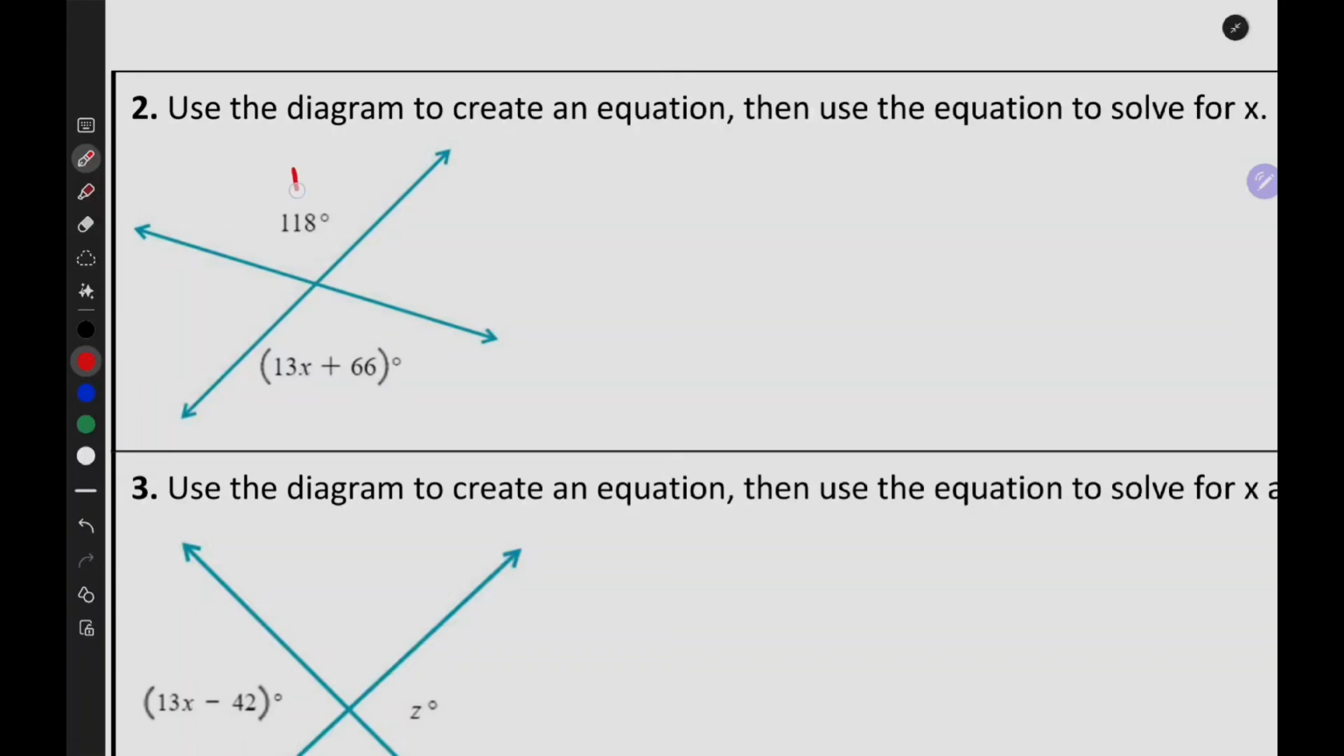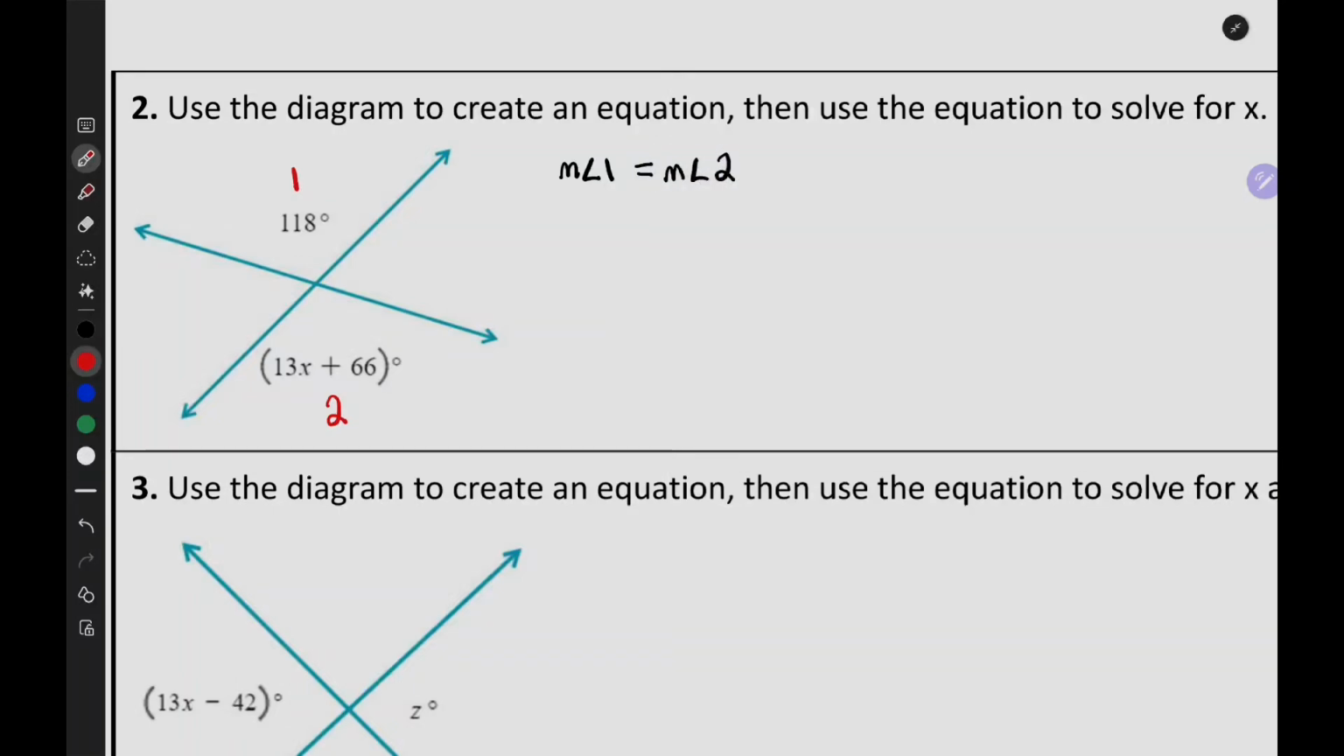We can call this angle 1, we can call this angle 2. And angle 1 and angle 2 are vertical angles. Okay, we have our two lines intersecting. They're diagonal from each other. Okay, non-adjacent, however you want to define that. So we know that the measurement of angle 1 is equal to the measurement of angle 2.